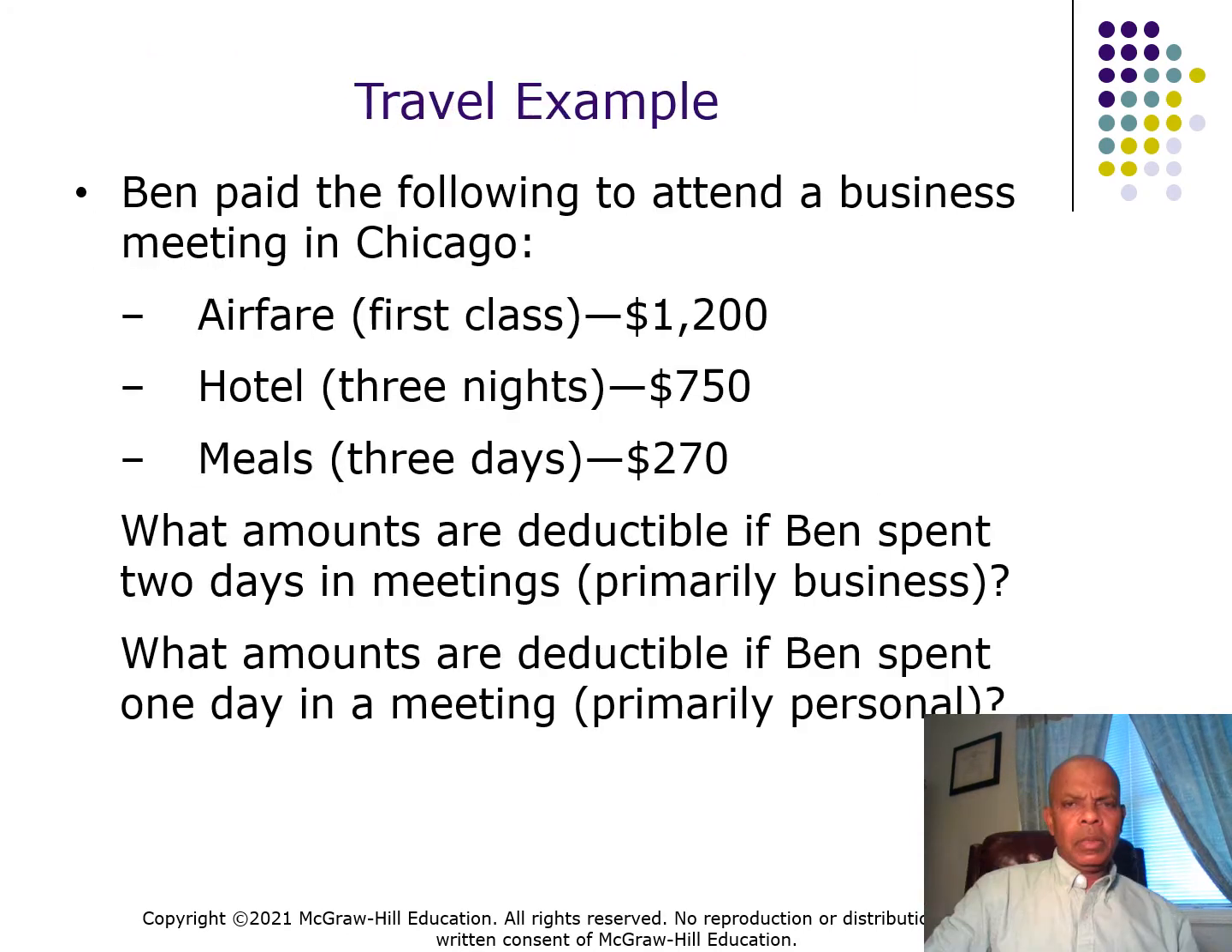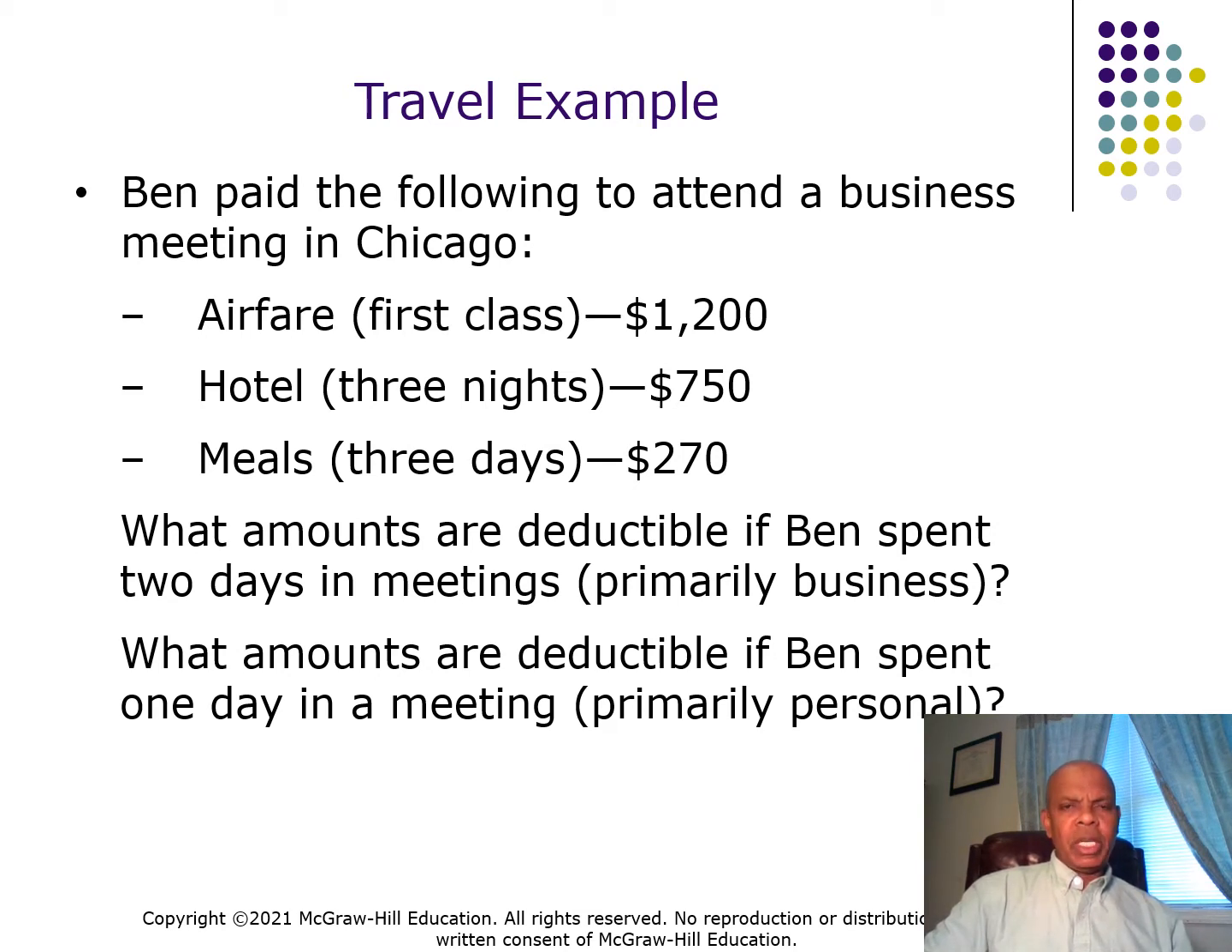Okay. Here is a travel example. This individual paid the following to attend a business meeting in Chicago. He paid airfare $1,200, hotel 3 nights $750, meals 3 days $270. What amounts are deductible if Ben spent 2 days in meetings, primarily business? So that trip is primarily for business, right? If that's the case, airfare, you can deduct the whole thing, right? He went there primarily for business, so he can take the whole thing.